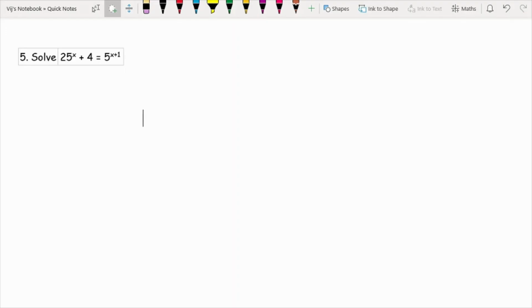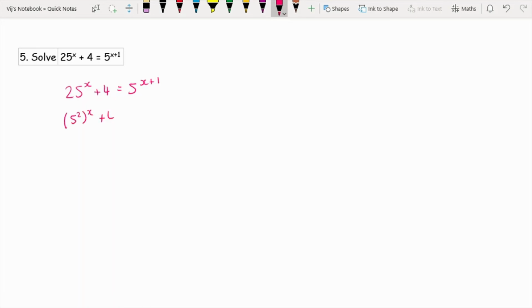So this particular question looks a little bit more challenging, but one thing I noticed straight away is that I've got a 25 and a 5 as my base numbers. So if I start by writing the question out correctly, equals 5 to the x plus 1. I noticed straight away that 25 can be written as a power of 5. So let's just start by doing that.